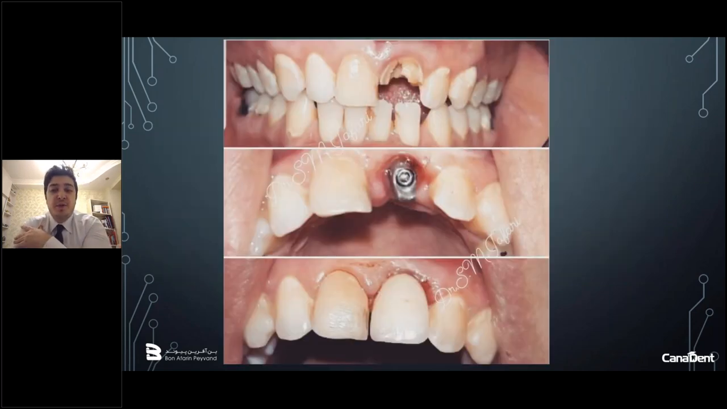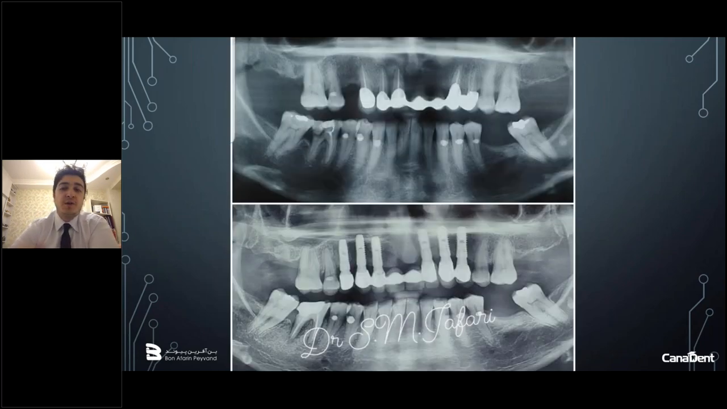Nowadays, reducing treatment plan time has come to a new era called immediate loading. In this manner, a temporary restoration is delivered in the same session as the surgery, and the patient will not experience any aesthetic compromise. Here are some examples of fresh socket or immediate implantation.